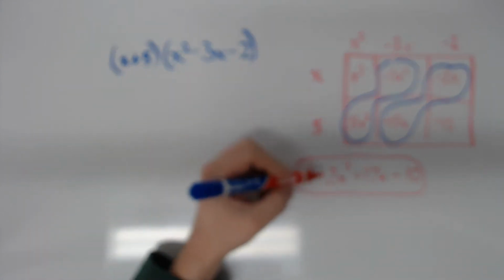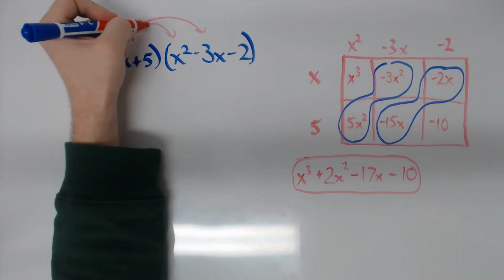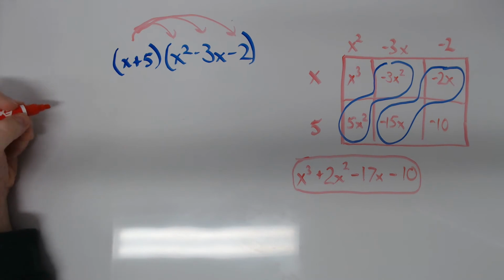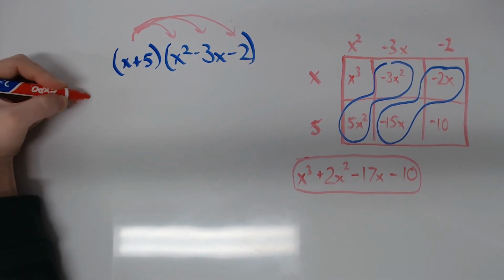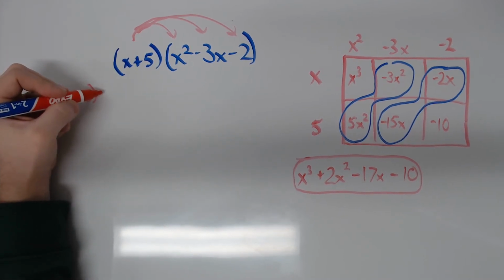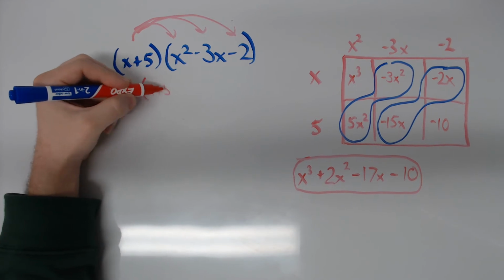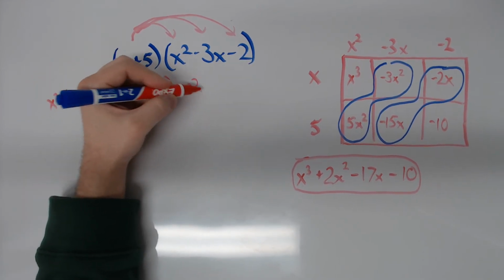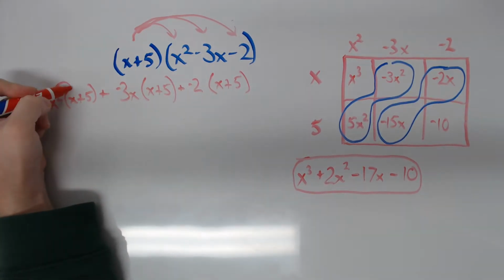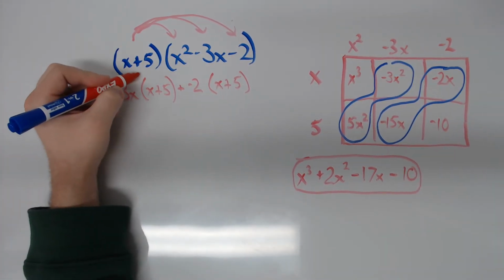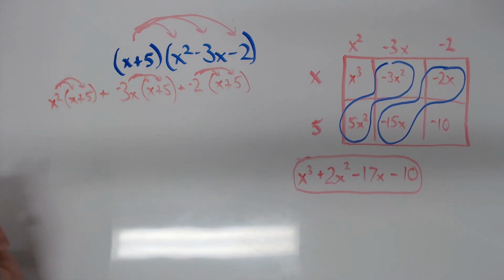So one more time, I'll back this up by showing the distributive property. Distribute in my whole x plus 5. So I'm going to have x squared times x plus 5. Then I'm going to have negative 3x times x plus 5. Then I'm going to have negative 2 times x plus 5. Now I'll have to do 3 more distributes. Distribute x squared, distribute negative 3x, distribute negative 2.